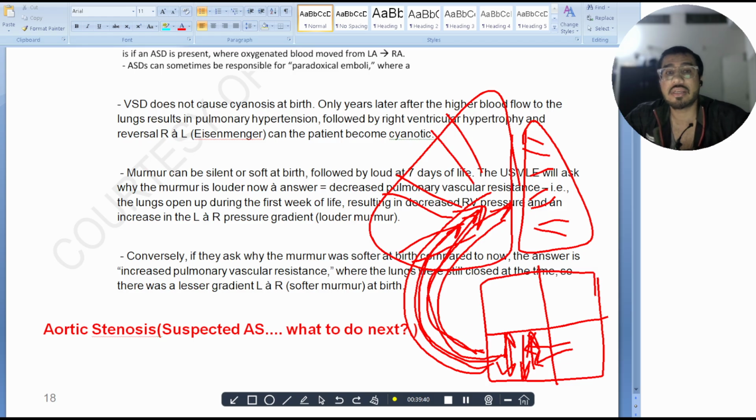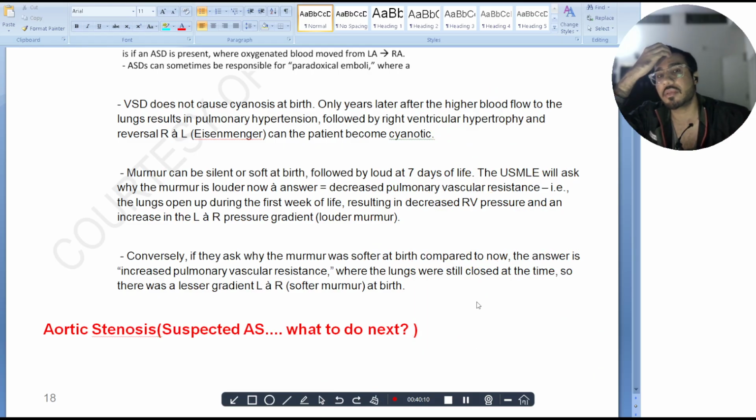So this is the reason behind it, if they ask that the patient had a VSD and it's not that audible when the patient is born. What is the reason behind that? The reason is that there's greater pulmonary vascular resistance, and that results in greater pressure in the right ventricle. So the flow across the VSD is not that great, and the murmur is softer. And if they ask why at the seventh day the murmur is really loud, the reason is the reduction in pulmonary vascular resistance due to the opening up of the lungs. That results in a louder murmur because the blood flow across the VSD is now increased, because there's not much pressure in the right ventricle now.